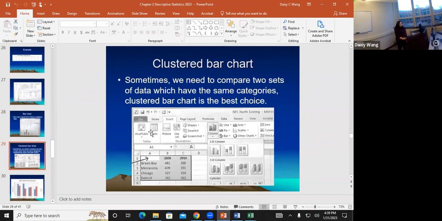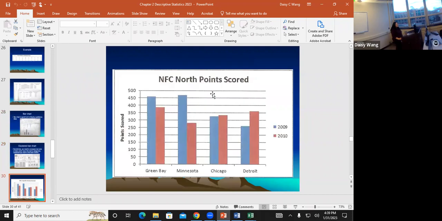Okay, so we can do a bar chart, like here we have Green Bay, Minnesota, Chicago, Detroit, and how many yards, this is the scoring. So we can do that. And then here is the North Point score. How many points in the whole year they score, compared across 2 different years. And then you see they are kind of separated from each other.